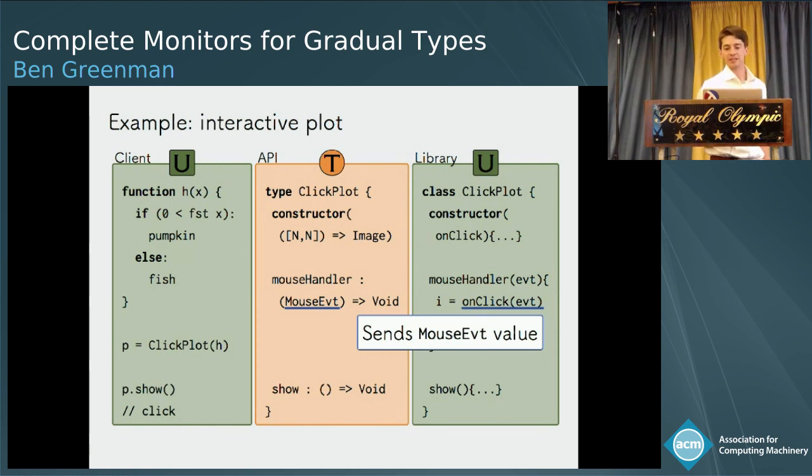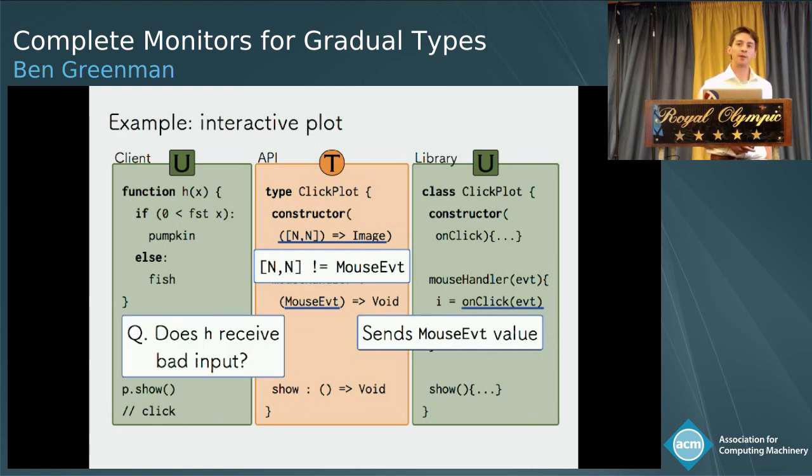Then if we look further into the library side, we see that the API says this mouse handler will receive a mouse event value, and the library sends that mouse event directly to the callback. So we're expecting a pair on one side, and we're sending a mouse event on the other side. This type is incorrect. Whoever wrote the typed API made a mistake and mixed up a pair representing, say, x and y plot coordinates with this mouse event that's actually coming in through the library.